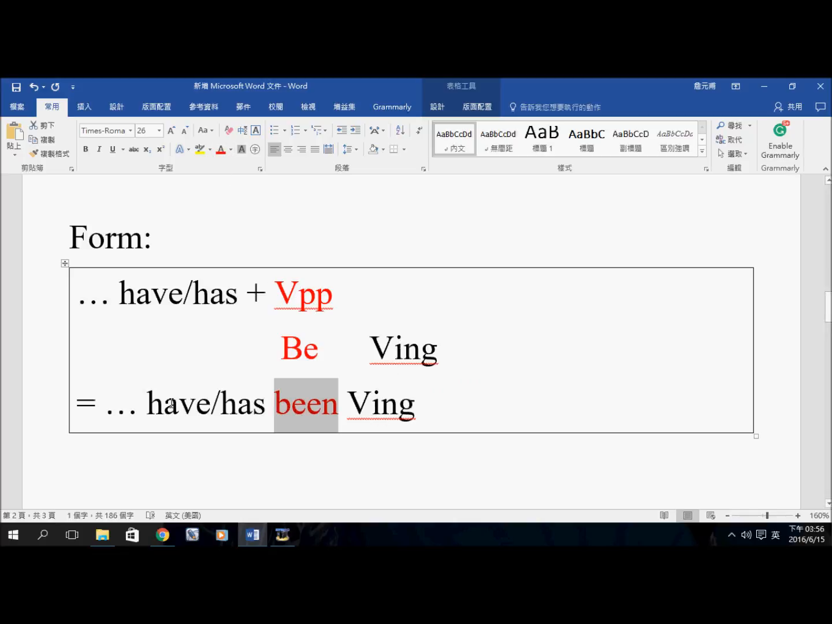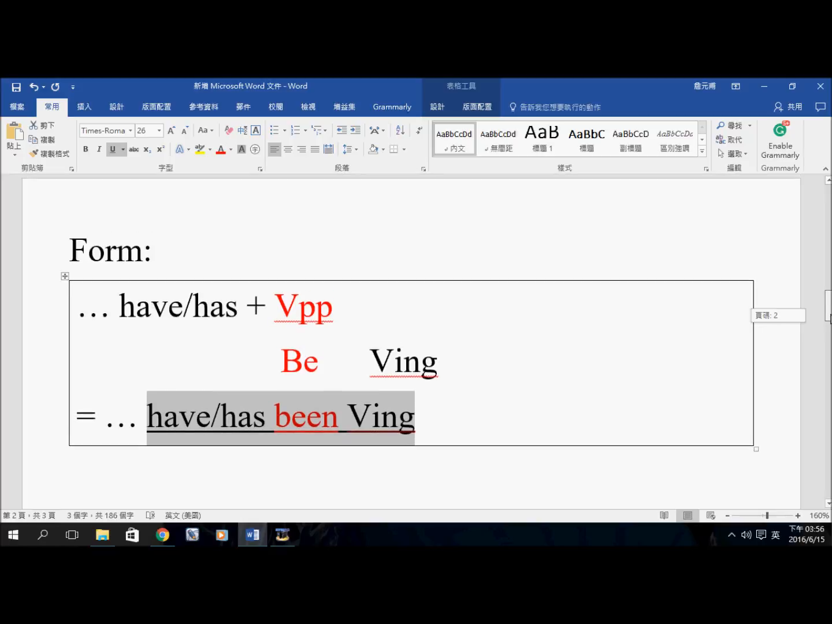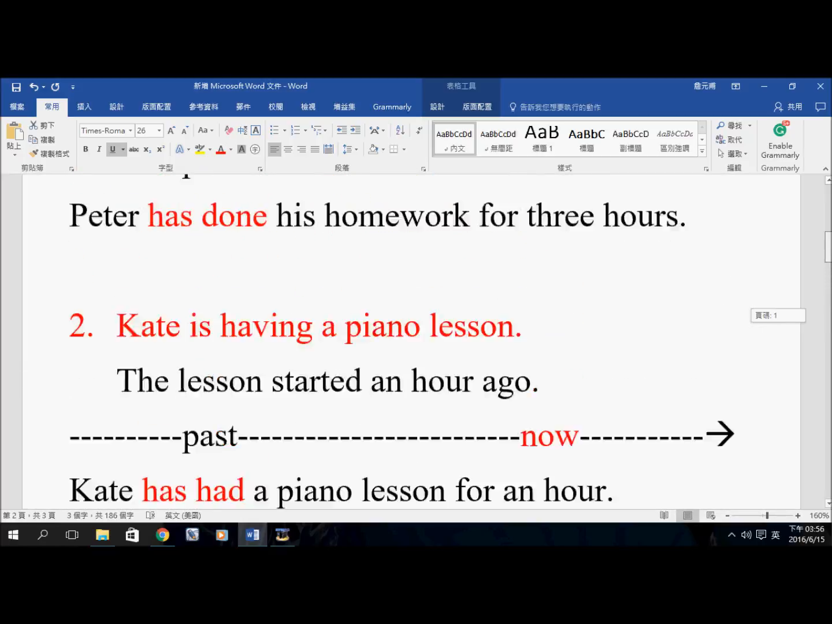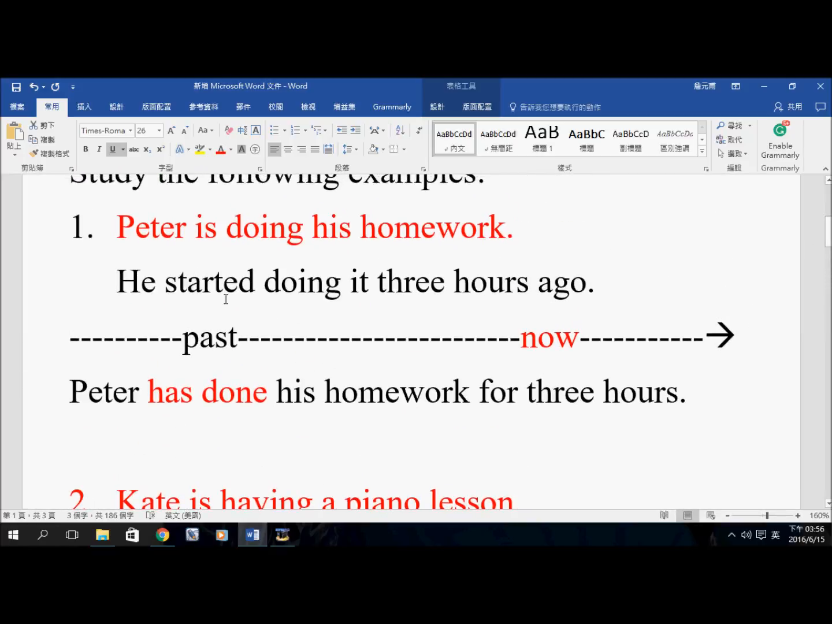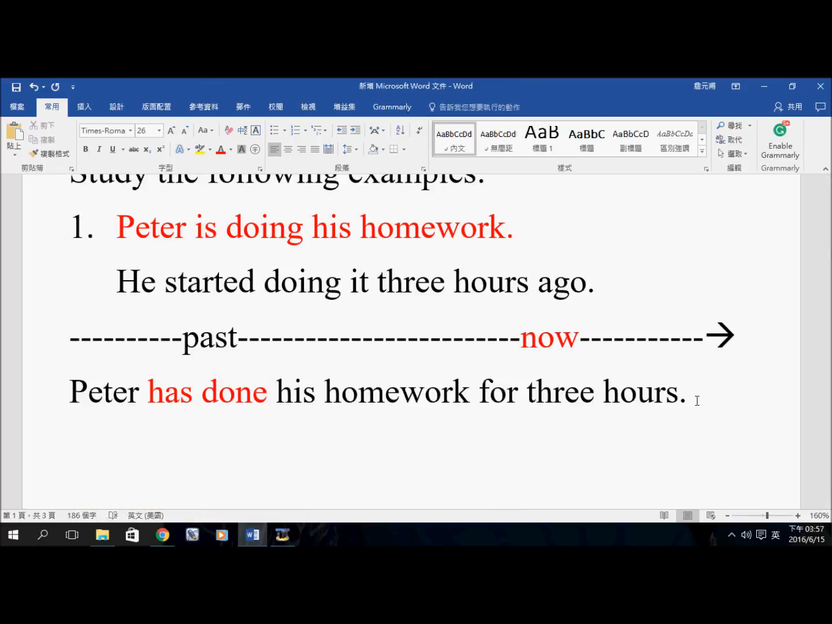And then -ing. So this is the form for the present perfect continuous tense: have, has, been, and -ing. So let's go back to the two examples that we had. Now Peter is doing it. We know Peter is doing it now, and he had been doing it for 3 hours. So we can rewrite the sentence using the present perfect continuous tense.